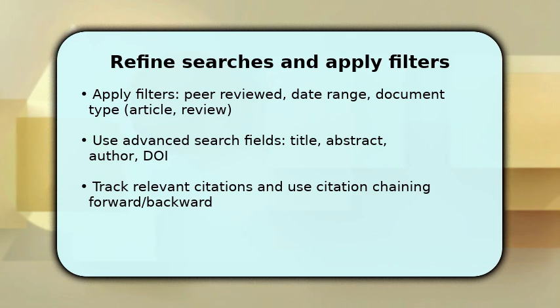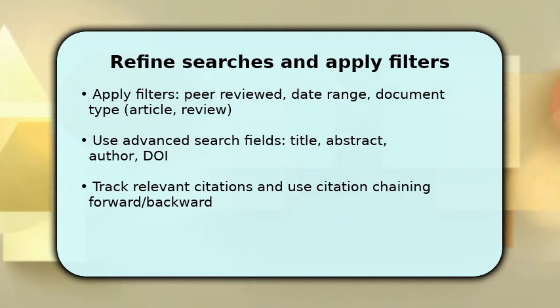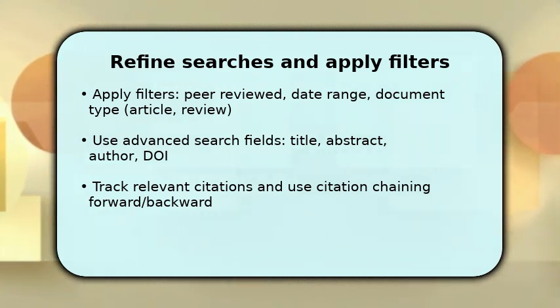Once you find a good paper, follow its references backward and use citation tracking to find newer work that cites it. This citation chaining fills gaps and reveals the conversation around your topic.